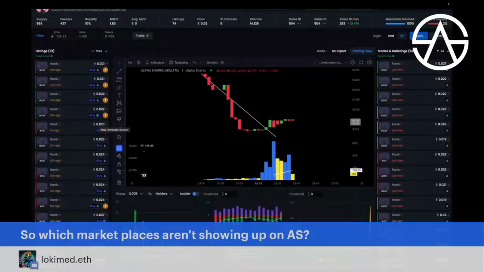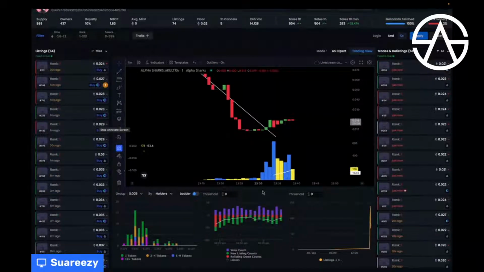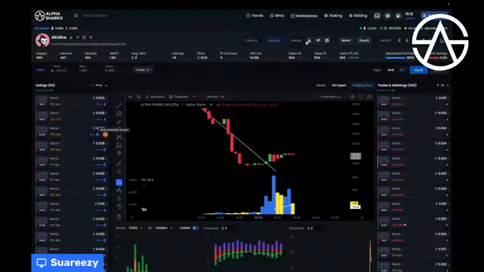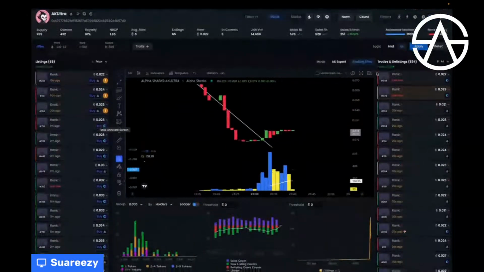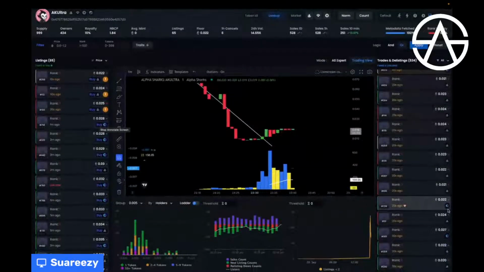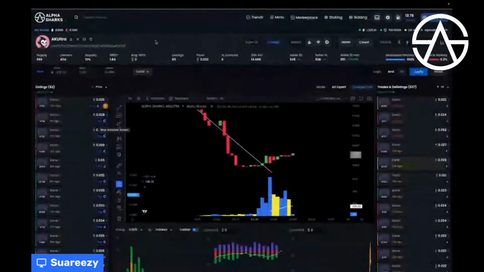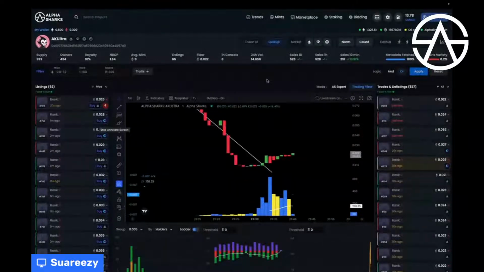Low-key mid asks which marketplaces aren't showing up on AS. The main ones should be showing up on Alpha Sharks. OpenSea looks rare. X2Y2, I could be wrong on this, but I was seeing some pseudo swap transactions going through, and somebody had an update of some sort to see those transactions as well. So I believe if that's not out yet, we'll be getting that very soon.